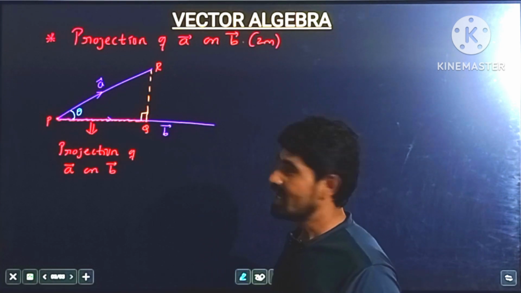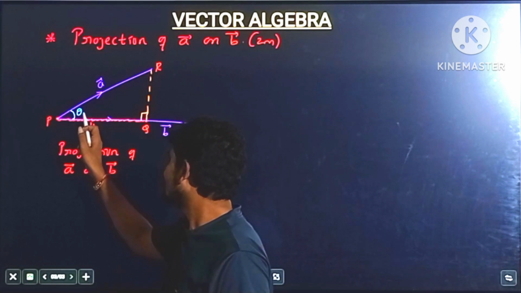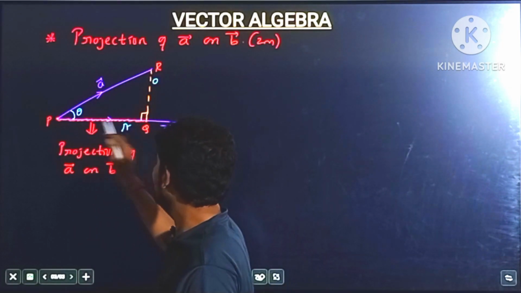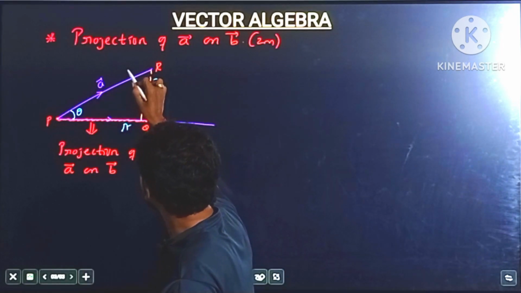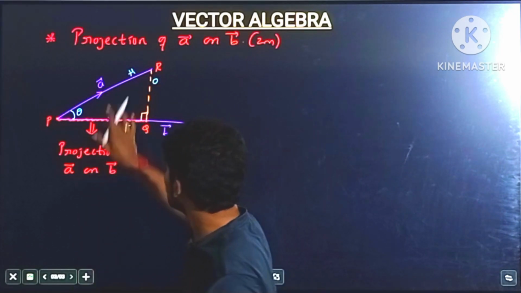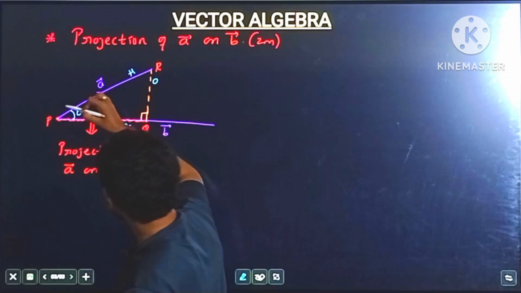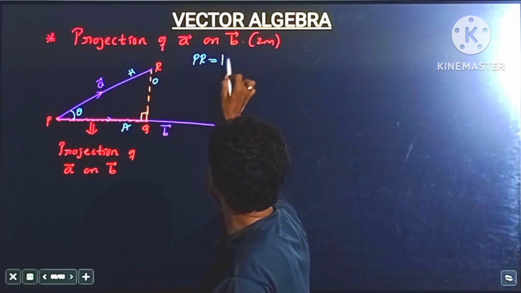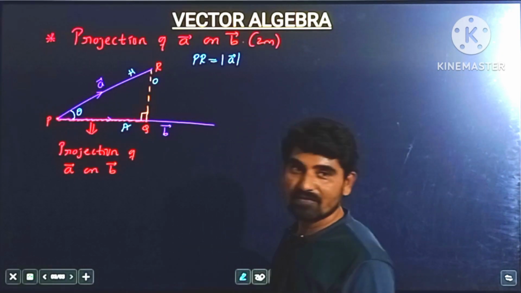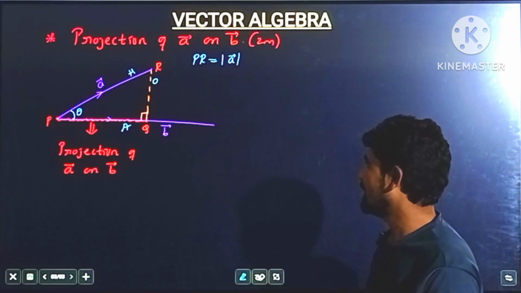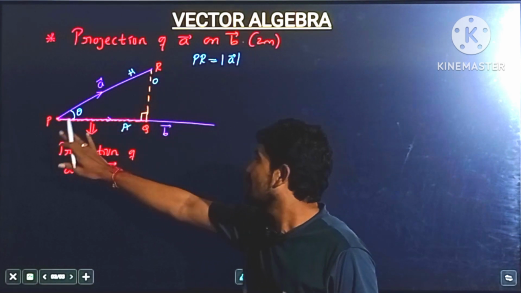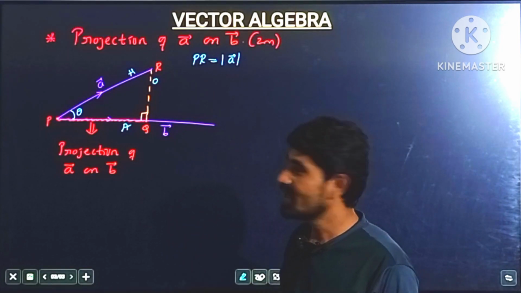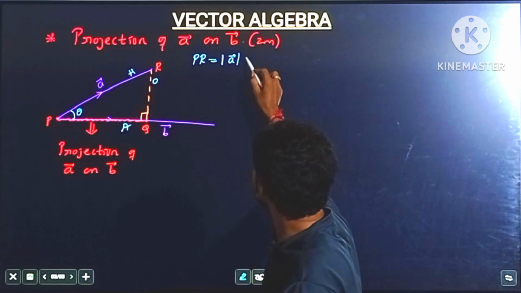PQR is a right angle triangle. It means in accordance with this measuring angle theta, QR is the opposite side and PQ is the adjacent side, and this longest side PR is the hypotenuse, and its length is equal to the length of the A vector. So therefore, the length of PR is equal to the magnitude of A vector. Now in this right angle triangle PQR, the adjacent side is unknown, that is the projection of A vector on B vector, but the hypotenuse length is known.